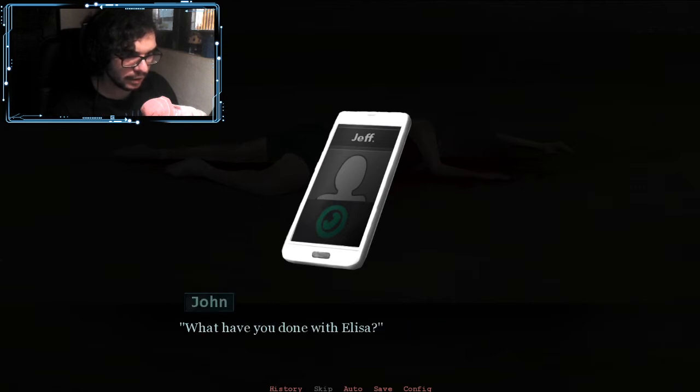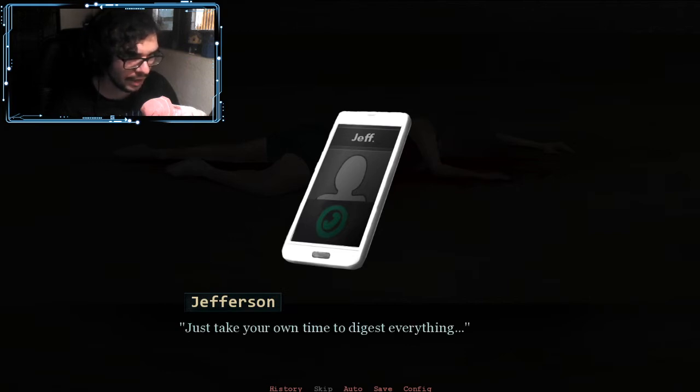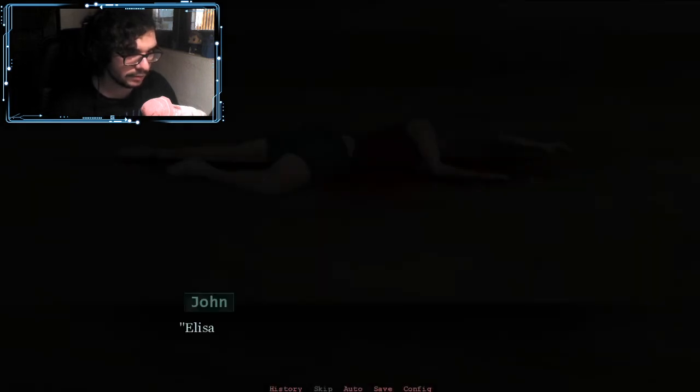What have you done? What have you done with Eliza? You said you already knew. What exactly are you talking about, Jefferson? It wasn't just Sarah who was found dead, John. Eliza was found in another room. She didn't seem as lucky to die as Sarah. What? Eliza? No way! That's impossible! I'm sorry. I thought you already knew. Sorry, John. Look, forget what I said. It's all protocol. Just take your own time to digest everything. Sorry, John. But... Eliza, that's impossible. Am I crazy?